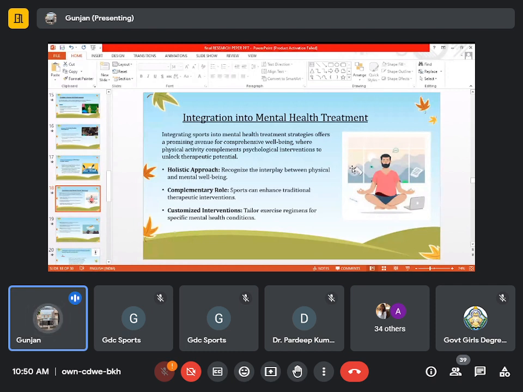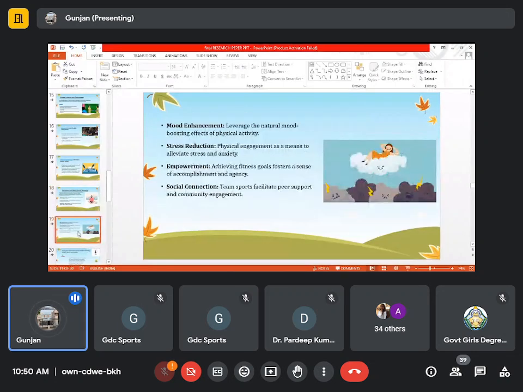exercise regimens for specific mental health conditions. Mood enhancement, stress reduction, empowerment, and social connections. Social connections का यहाँ पर ये मीन है कि team sports facilitates peer support and community engagement.